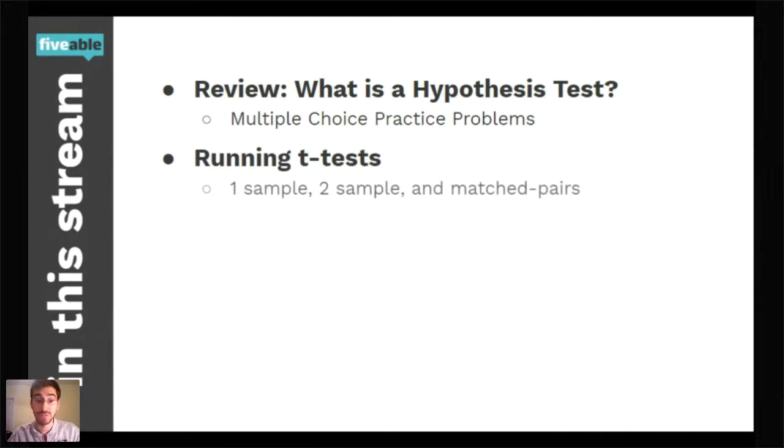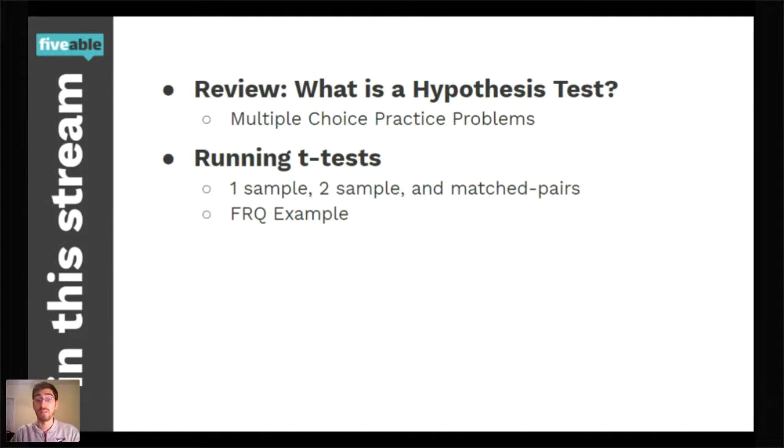And so a t-test, you've got one sample t-test, you've got a two sample t-test, and you've got the special matched pairs t-test. And so we'll discuss the similarities and differences between those through a specific free response example. And at the end, do some more kind of big picture stuff.